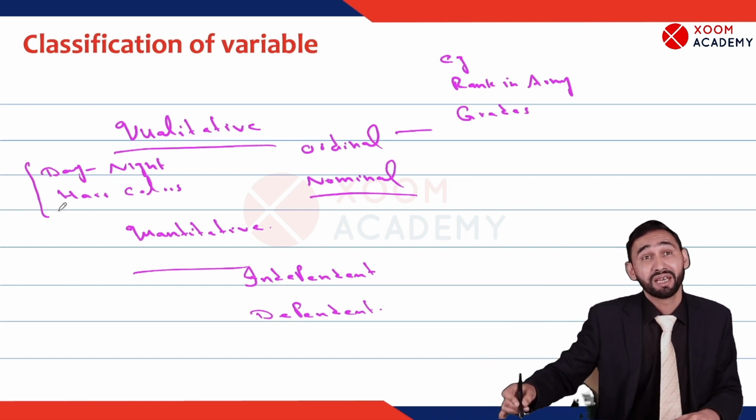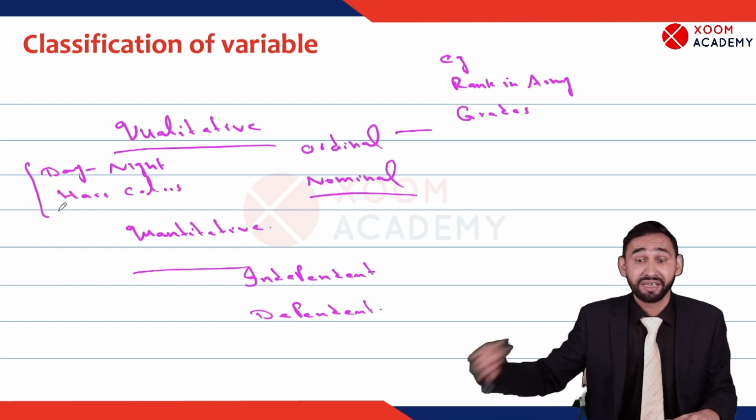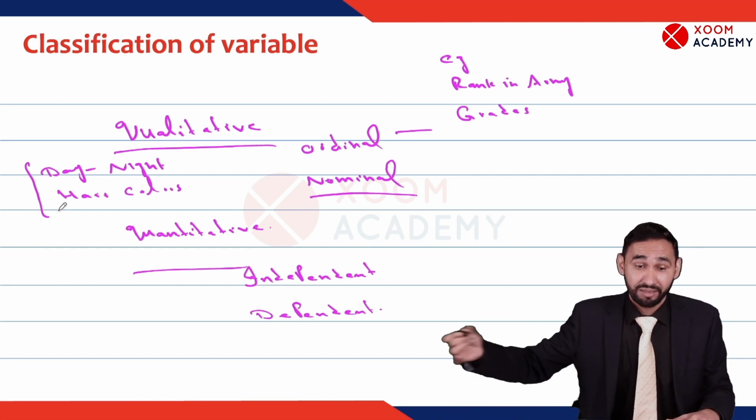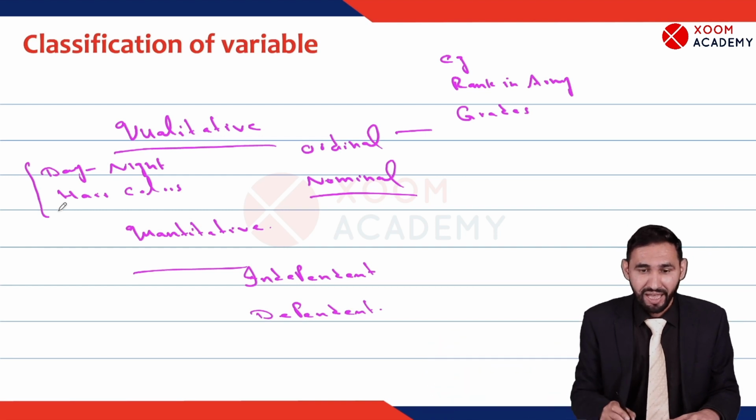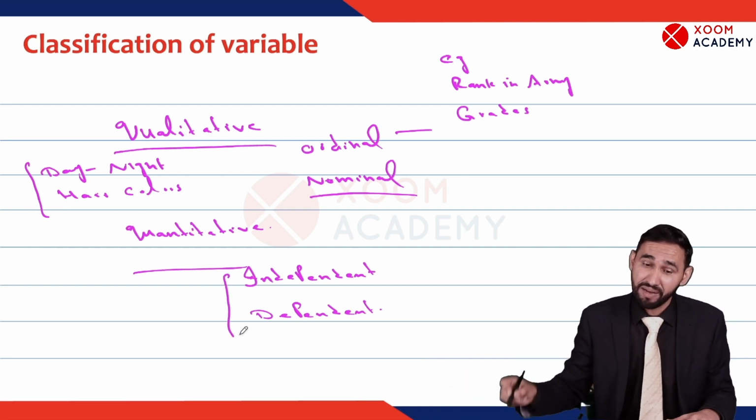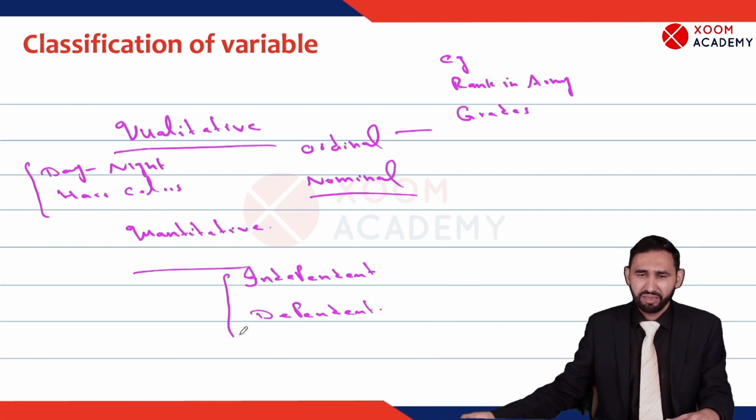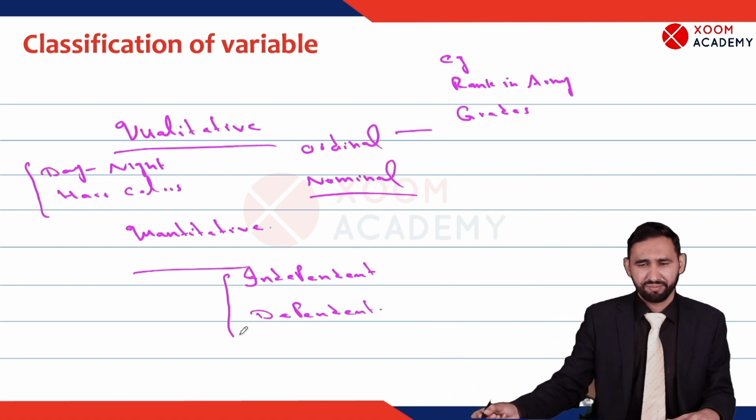So you must remember the example, ordinal data: ranks, grades. Nominal data: day and night, hair color, skin color. There are so many examples. Quantitative, independent and dependent. What is an independent variable? A variable we can manipulate.